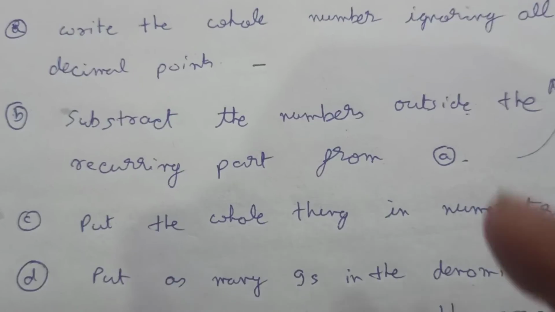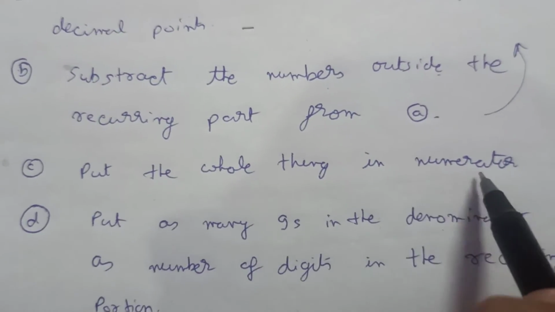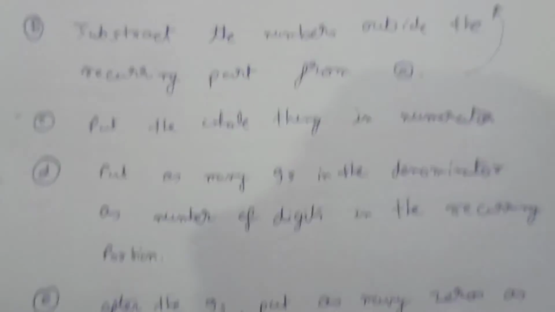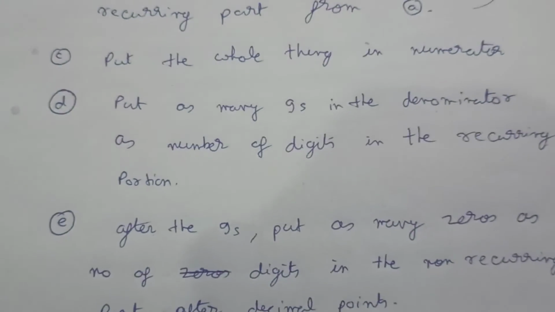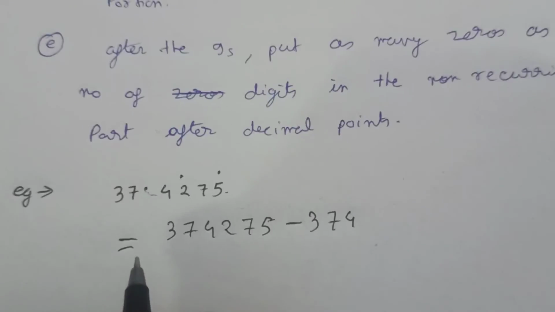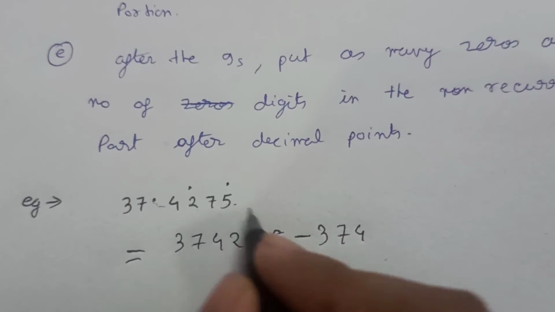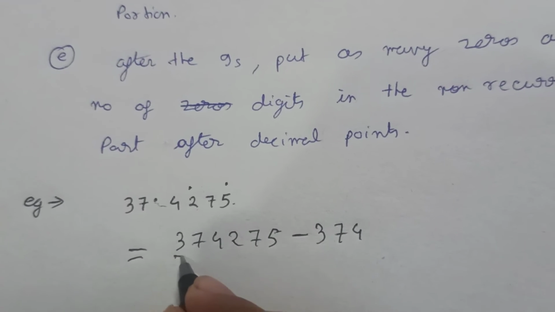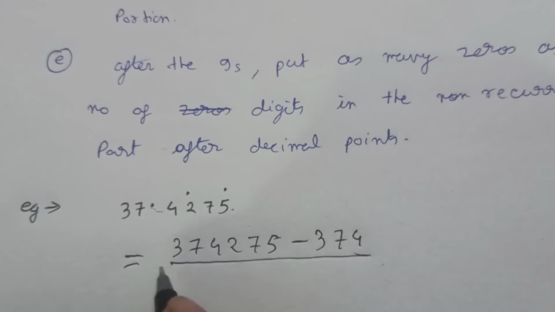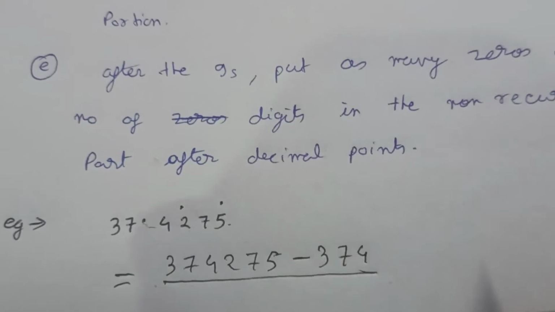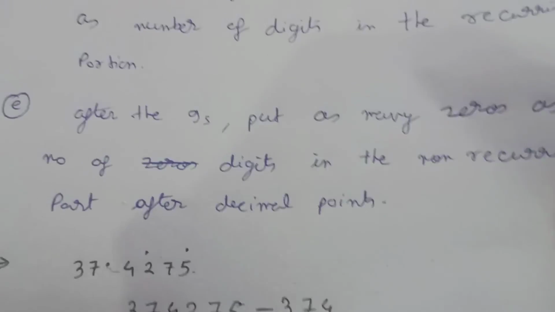So let's go to the third point. Put the whole thing in the numerator. The whole thing means what we have done until now goes in the numerator. We are making a fraction from a recurring decimal, and a fraction must have a numerator and a denominator. So I will put this whole thing in the numerator. Then what will we write in the denominator?